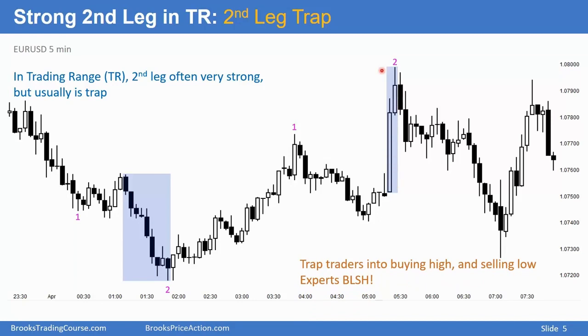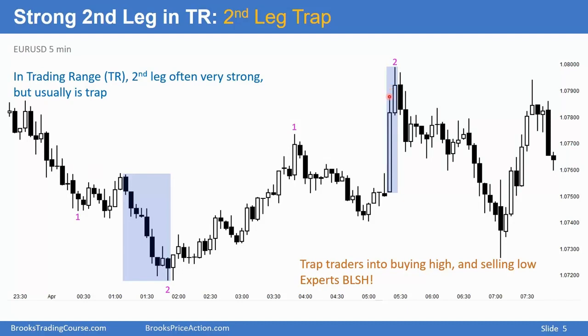Here, strong leg up, second leg. First leg up, a leg in a trading range, a pullback, a bull flag. The bulls are hoping it's a bull flag, and this is the start of a bull trend. And then we have this very strong second leg up. And bulls are hopeful. They're hopeful that the breakout will succeed.